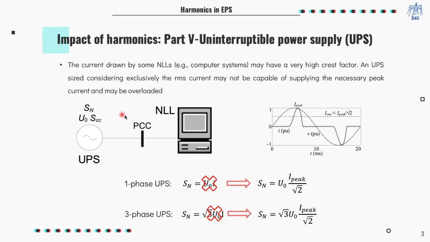If the UPS feeds a linear load, the nominal power of this UPS will be calculated from the supply voltage and the root mean square value of the current consumed by this linear load. However, if the UPS feeds a nonlinear load, the current drawn by these nonlinear loads may have a high crest factor. A UPS sized considering exclusively the root mean square value of the current may not be capable of supplying the necessary peak current and may be overloaded. For this reason, the nominal power of UPSs supplying nonlinear loads must be calculated from the peak value of the currents consumed by the nonlinear loads divided by the square root of 2.